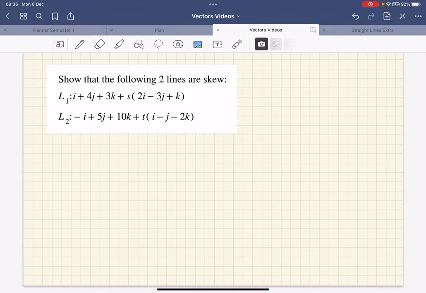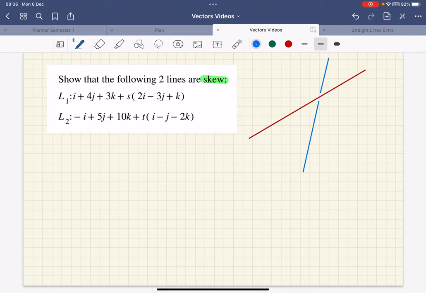So here we've got two 3D lines, and this time they are skew. So what does this word skew mean? That actually means they don't intersect one another. So I've got one line that's going across like this, and I've got another line that's maybe coming underneath it like this, and it means that there's no intersection point.